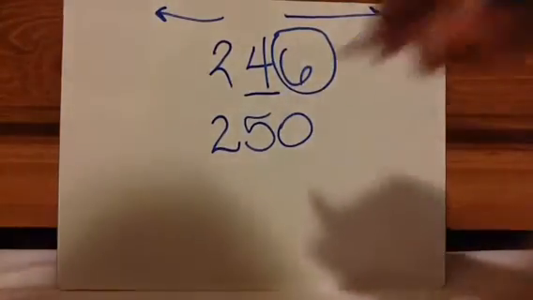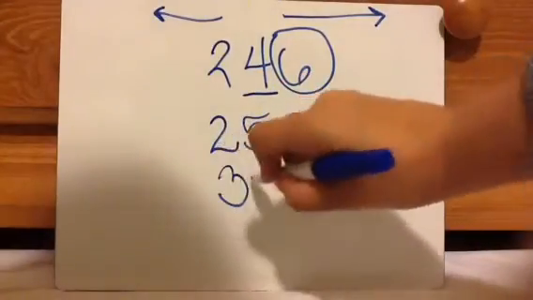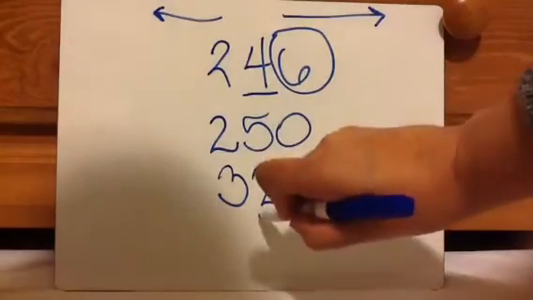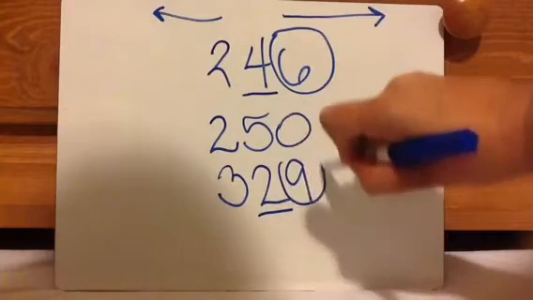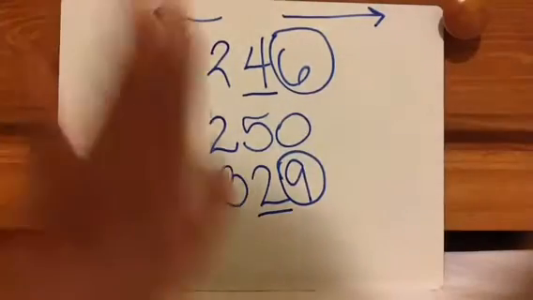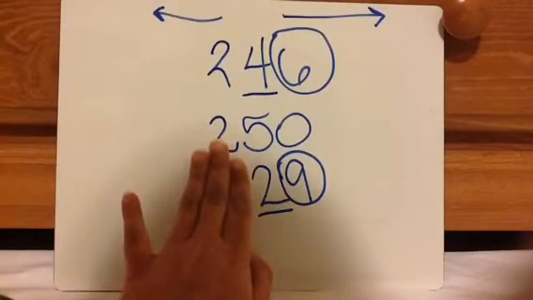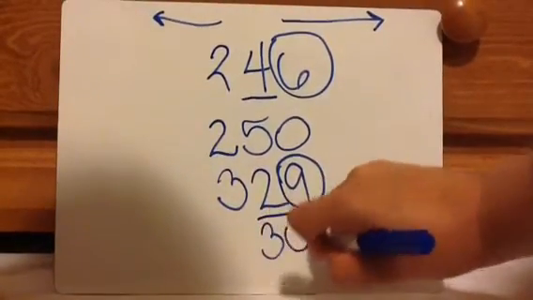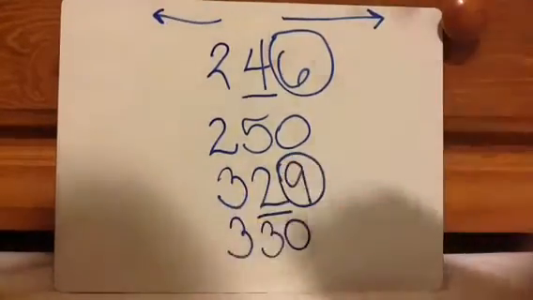So let me give you another example. How about 329? Round it to the nearest tens place. Underline the tens place, circle what's next to it. When you think of just 29, you think, well, 29 is practically 30. So you would change that to 30. Everything to the left stays the same.